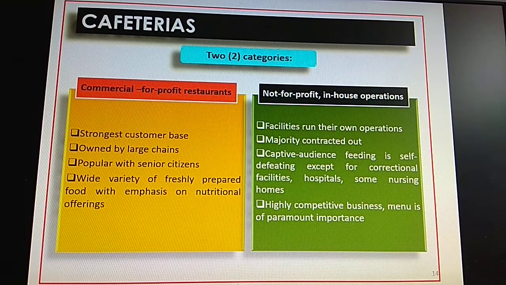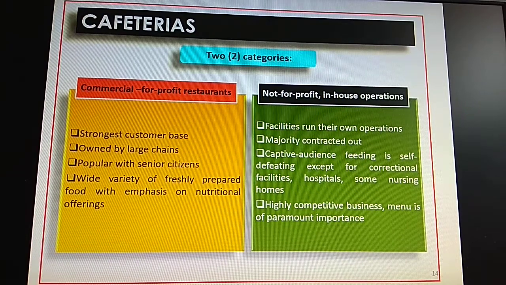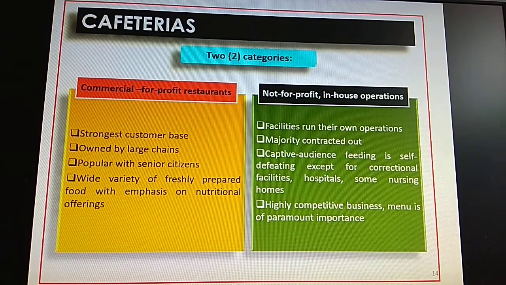They are owned by large chains, popular with senior citizens, because senior citizens feel very comfortable eating foods in a cafeteria menu, so they don't want to be disturbed, and they don't want any extra services. So senior citizens are very comfortable with cafeteria types of services. Wide variety of freshly prepared food with emphasis on nutritional offerings. Basically, cafeterias need to take these into consideration, because their main customer would be senior citizens or working adults.